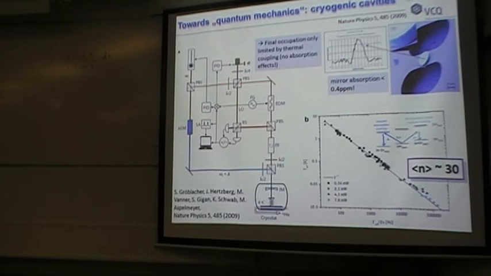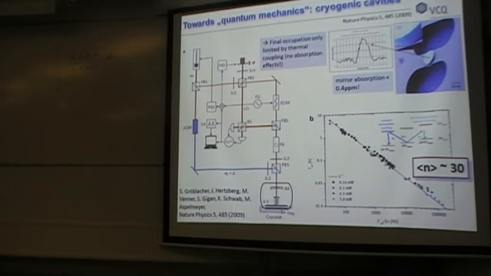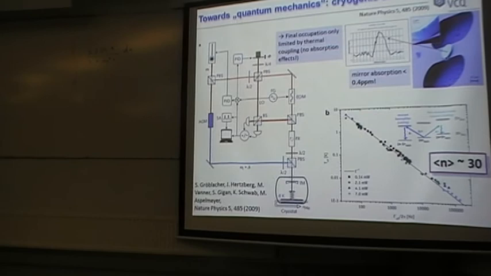You have two beams, one beam that locks the laser frequency to the cavity and reads out the mechanics, and the other one is now the physics beam that pumps this cavity strongly in a detuned fashion and sucks out the energy. This was then the experiment with the Painter group.